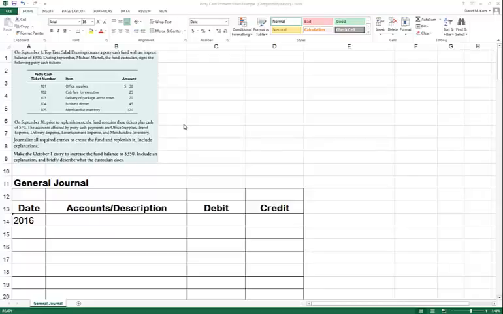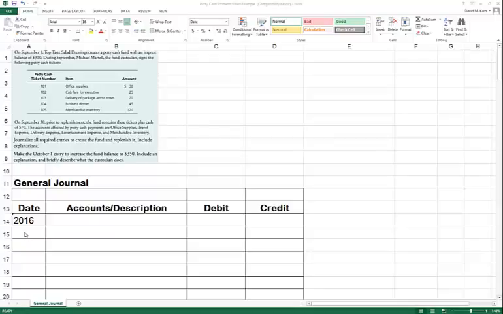We have office supplies, cab fare for executive, delivery of package across town, business dinner, and merchandise inventory. And it tells us on September 30th, prior to replenishment, the fund contains these tickets plus cash of $70. The accounts affected by petty cash payments are as follows: office supplies, travel expense, delivery expense, entertainment expense, and merchandise inventory. So for each of the petty cash tickets that we have, one of those accounts is going to be impacted in our journal entries. So journalize all required entries to create the fund and replenish it, and include explanations, and then make the October 1st entry to increase the fund balance to $350.